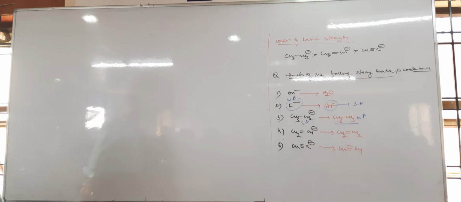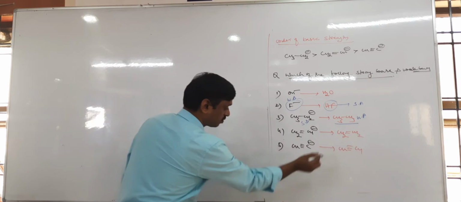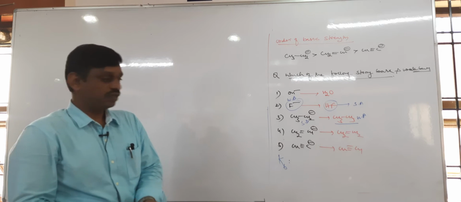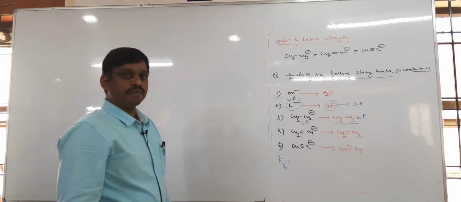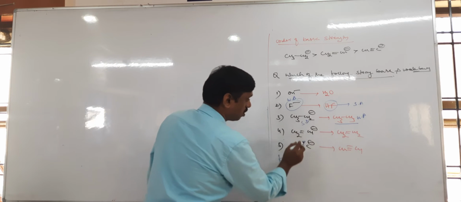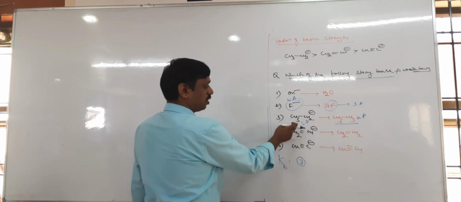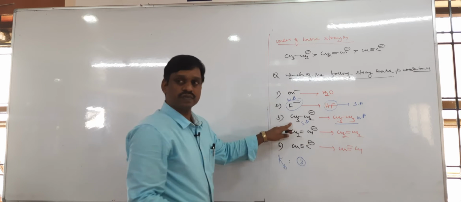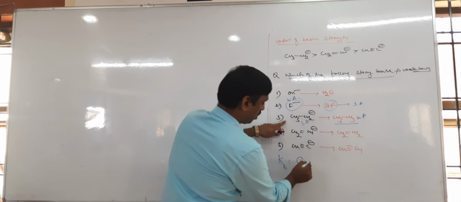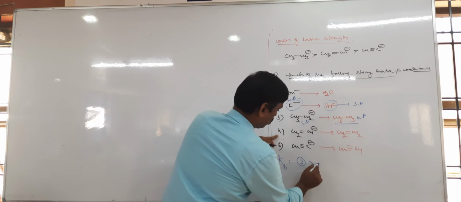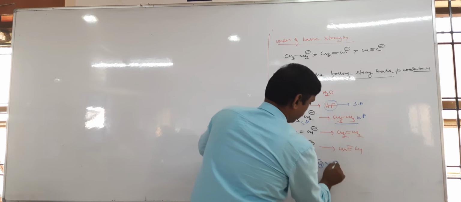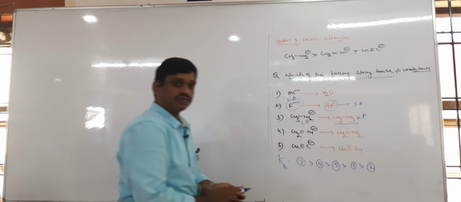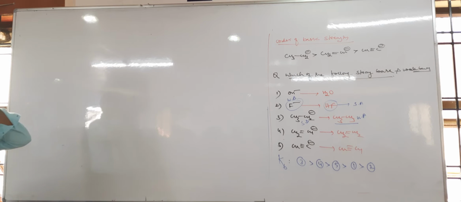Okay. Now, will you arrange the decreasing order of basic strength? Basic strength is denoted by Kb. Kb is the dissociation constant of weak base. So arrange the decreasing order of Kb. Now tell me, which is the most basic? Third one. Yes or no? Strong base, that is 3. Next is 4. Next is 5. Next is 1. Next is second. So that is the decreasing order of basic strength.